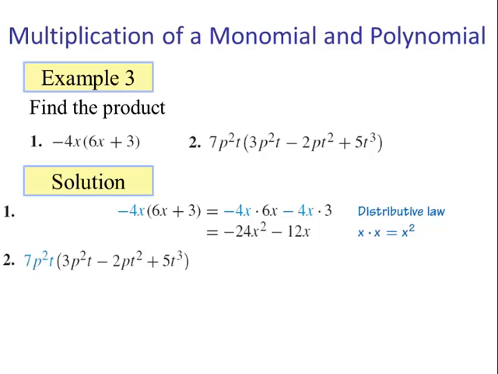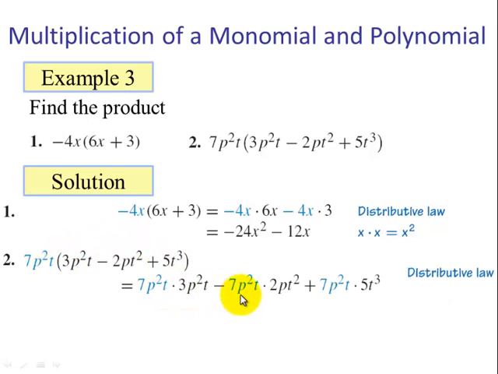For number 2, again, we distribute 7p squared t to all three terms. Now we simplify each of these three terms. So 7 times 3 will be 21. P squared times p squared is p to the 4th. T times t is t squared.